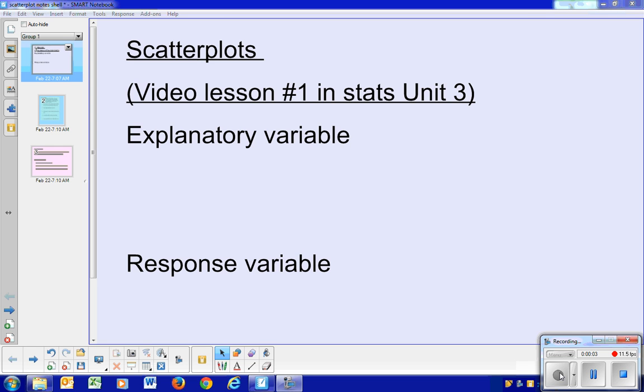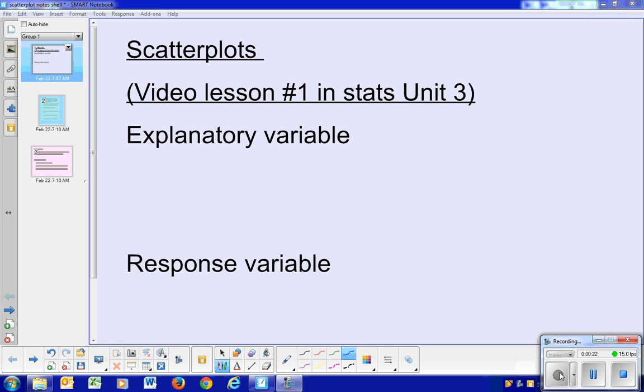Hello, this is a video about the topic of scatterplots for the Statistics Unit 3. It is the first video of two that will be for Statistics Unit 3. The topic today, as I mentioned, is scatterplots. And a scatterplot is a graph that relates two variables to one another.